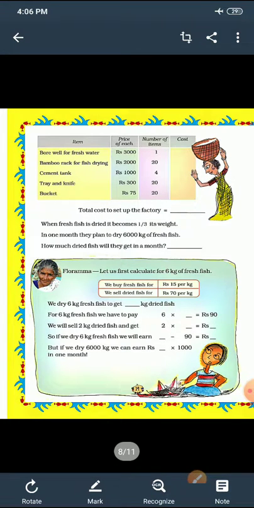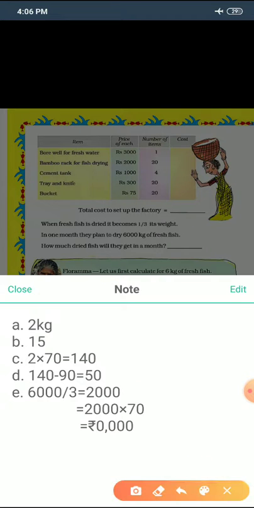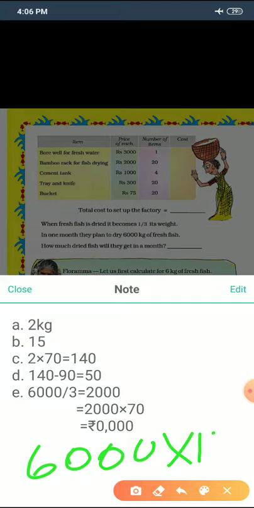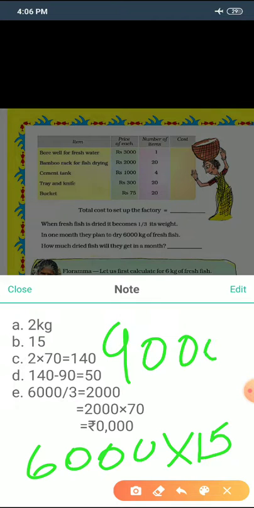Now if they are drying 6000, first of all you have to find the cost of fresh fishes. So you will multiply 6000 by how much? 15. You will get how much? 90,000 you will get. 90,000. This is the cost of fresh fishes.